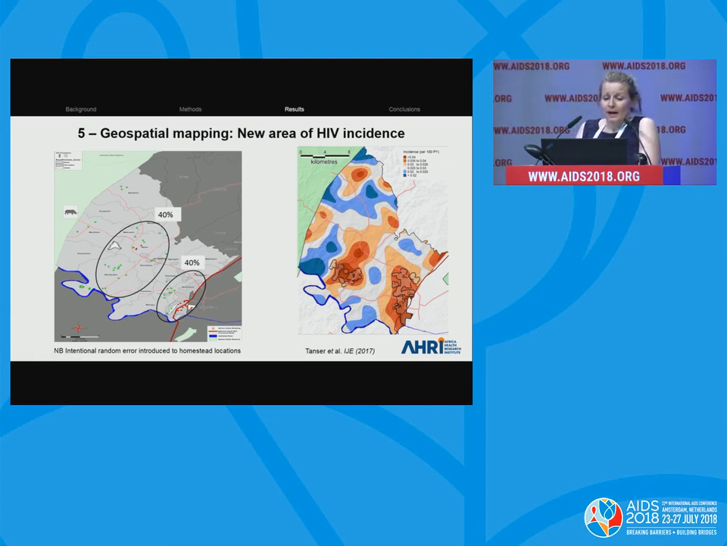And geospatial mapping also confirmed this. It confirmed the phylogenetic finding of this new high incidence area by the differential space-time in the incidence. And Frank Tanser has already talked about this earlier in the week.